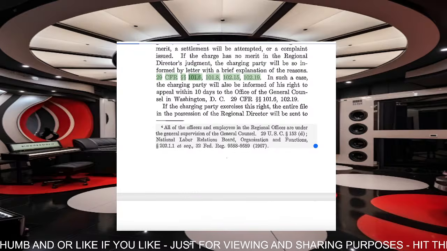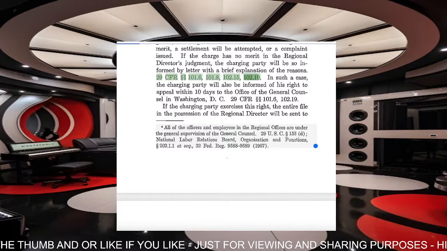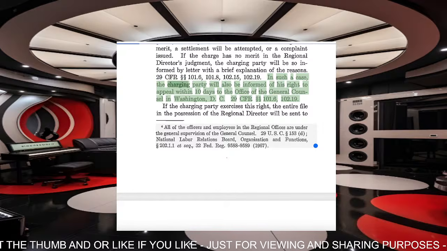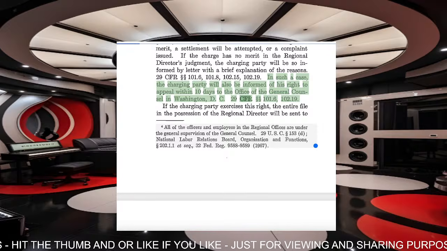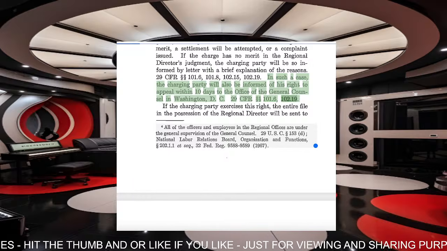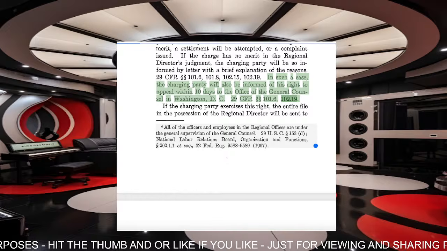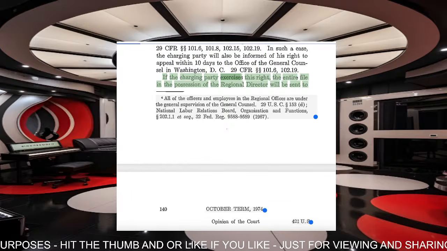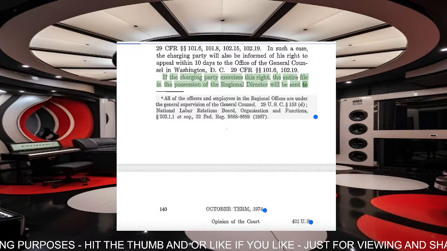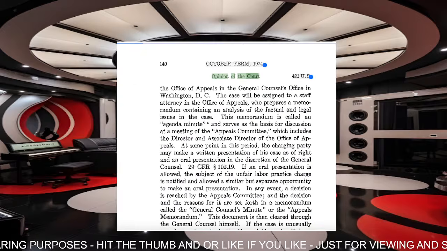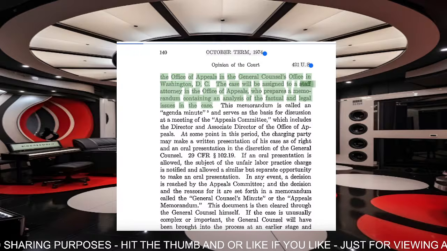29 CFR 101.6, 101.8, 102.15, 102.19. In such a case, the charging party will also be informed of his right to appeal within 10 days to the Office of the General Counsel in Washington, D.C. 29 CFR 101.6, 102.19. If the charging party exercises this right, the entire file in the possession of the regional director will be sent to the Office of Appeals in the General Counsel's office in Washington, D.C.